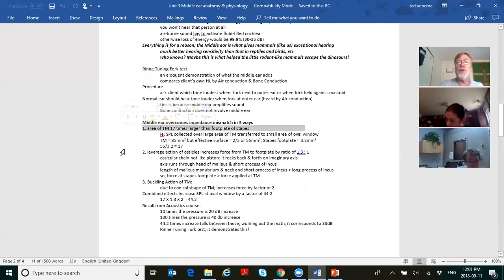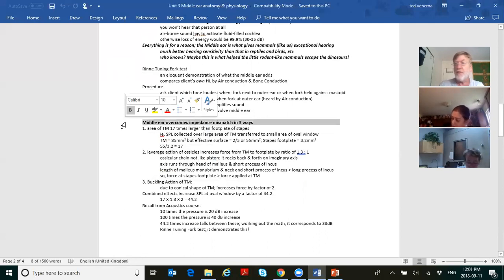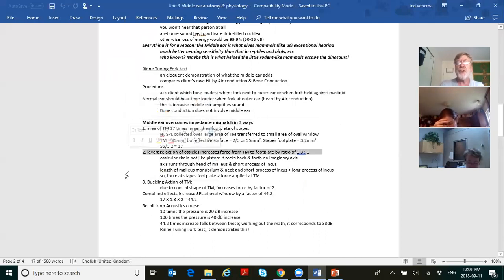Make sure you know the three contributions to how the middle ear overcomes the impedance mismatch. Very important, okay? First, eardrum size. Second, the leverage action. Third, the buckling action. And the total pressure increase is 44 to 1. I don't know why I've got 44 to 2. That doesn't make any sense. Combined effects increase the oval window SPL by a pressure increase of 44 to 1. Okay, that 2 is a mistake there.